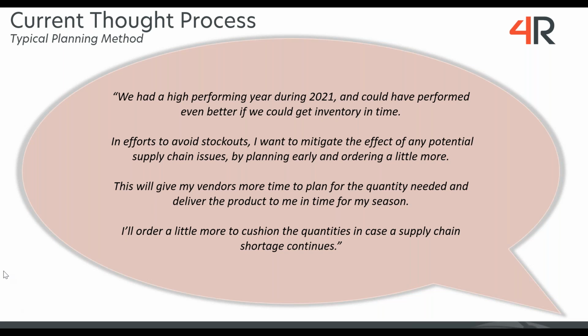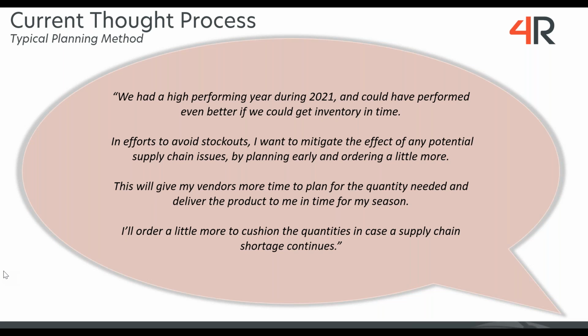This is leading retailers to follow more of the thought process on this slide. We had a high-performing year during 2021 and could have performed even better if we could get the inventory in time. In efforts to avoid stockouts, I want to mitigate the effect of any potential supply chain issues by planning early and ordering a little more. This will give my vendors more time to plan for the quantity needed and deliver the product to me in time for my season. I'll order a little more to cushion the quantities in case the supply chain shortage continues.